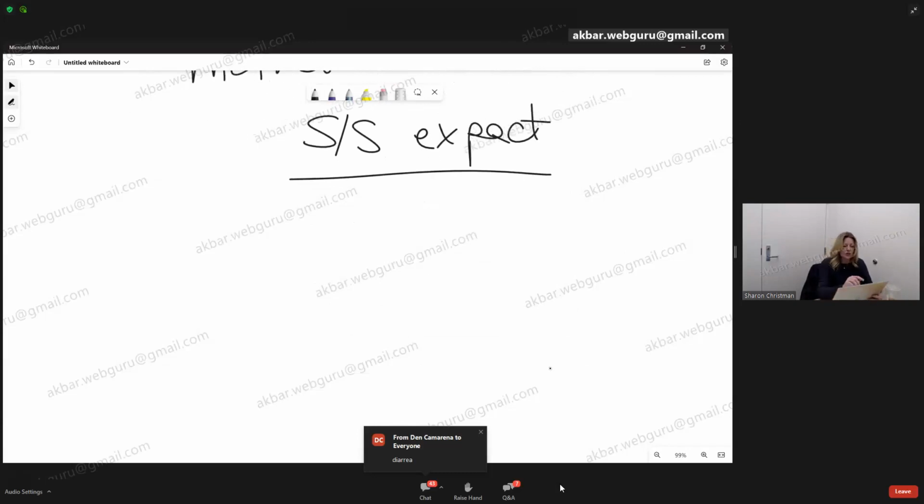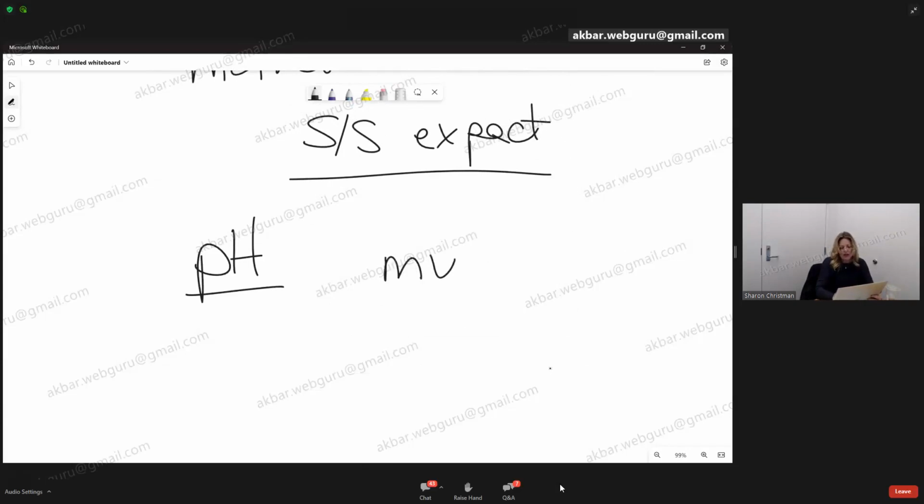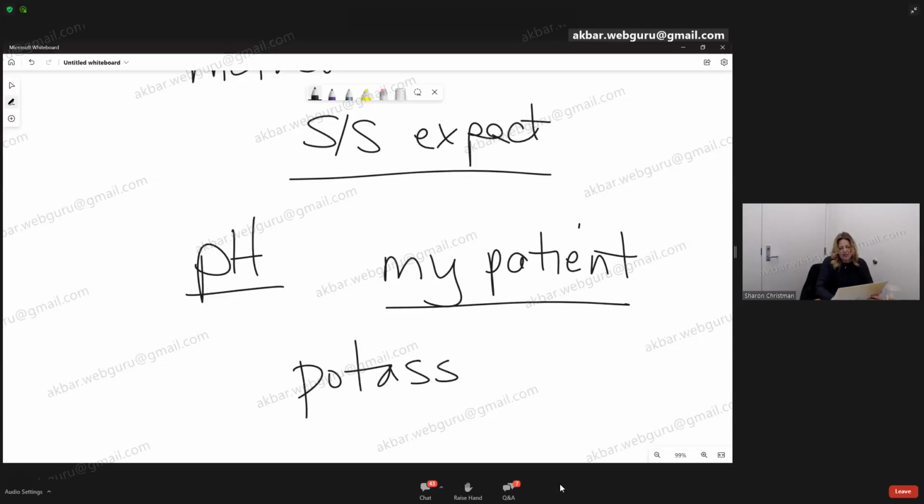All right, so here's the rule. This is the second rule. As the pH goes, so goes my patient, except for potassium. As the pH goes, so goes my patient, except for potassium. This is the second rule. And I really like this rule.